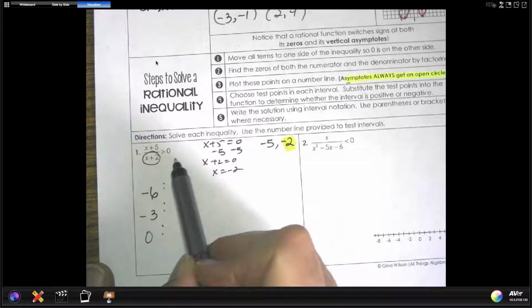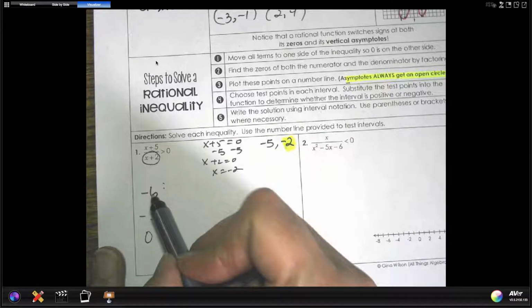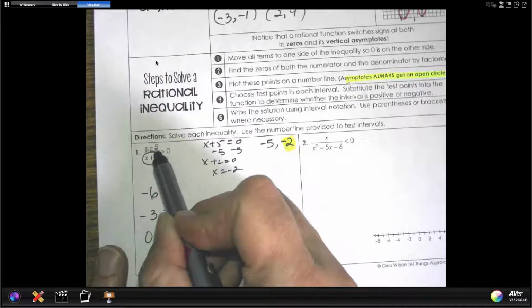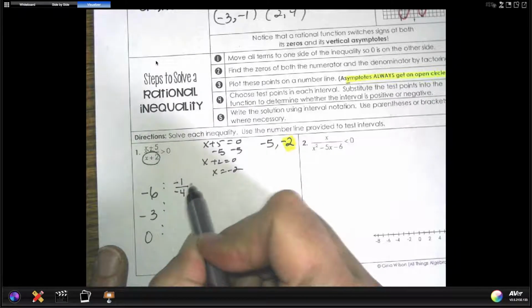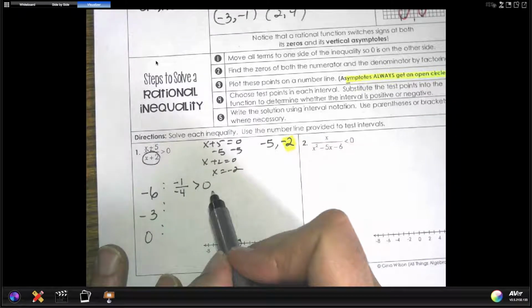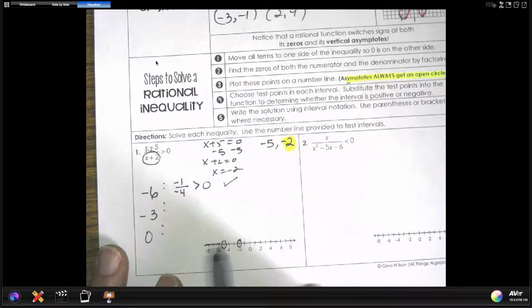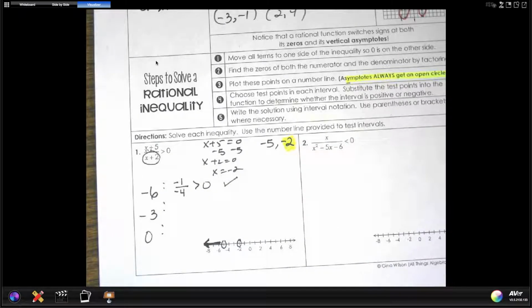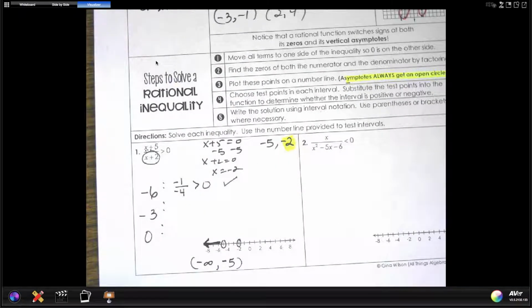If my answer is greater than 0, that will be shaded. If it's not, then I don't shade there. So when I plug -6 here, I have -6 plus 5 is -1. -6 plus 2 is -4. Two negatives make a positive. Is 1/4 greater than 0? Yes, it's positive, so it's greater than. So that means everything to the left of -4 is a solution. So I know -infinity to -5 works.